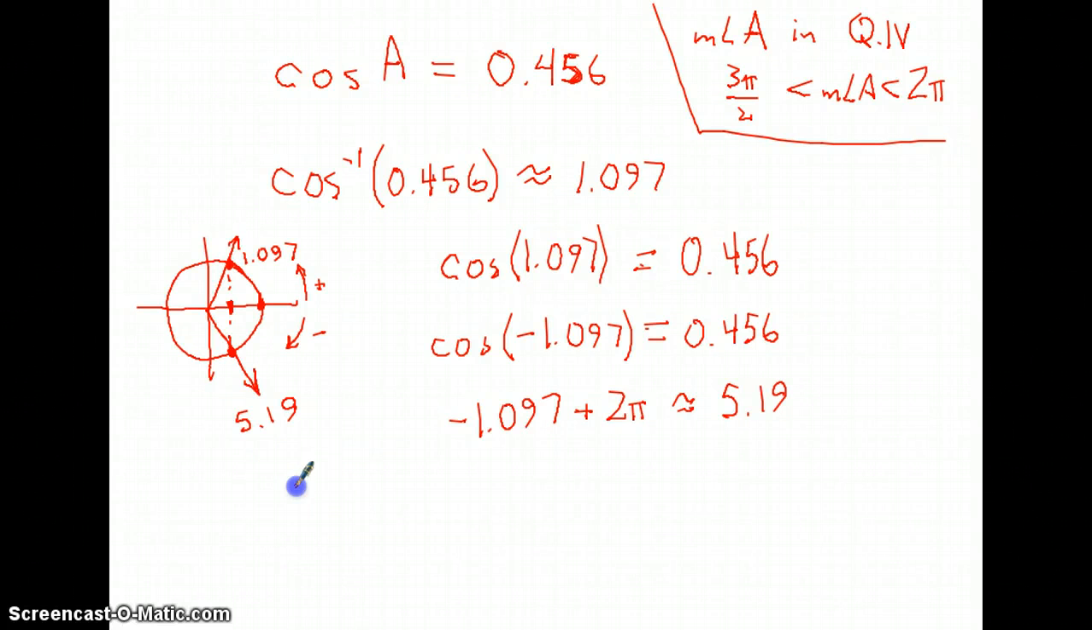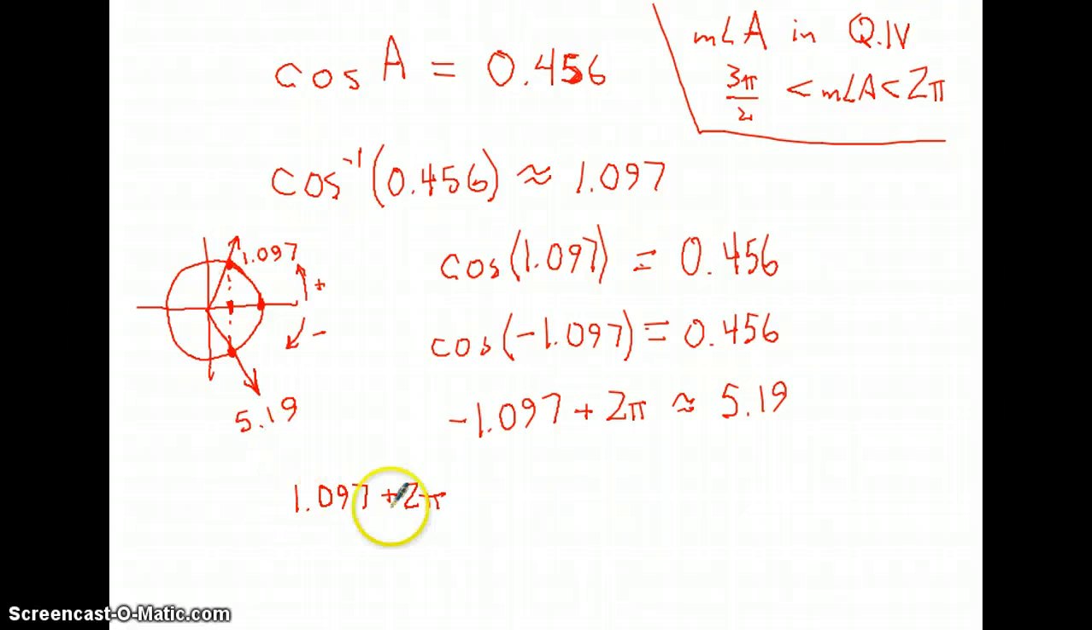It could really be 1.097 plus, say this location and all its equivalents as I keep going around and around the circle, plus 2 pi, and I could add on as many 2 pi's as I wanted to. I could add on 1.097 plus 2 pi would be right there. If I added on 4 pi, it would go right there. If I added on 6 pi, it would go right there.